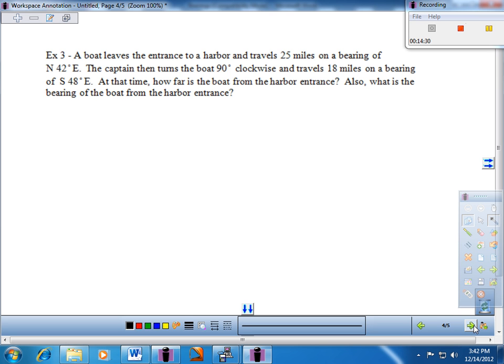A boat leaves the entrance to a harbor and travels 25 miles on a bearing of 42 degrees east of north. The captain then turns the boat 90 degrees clockwise, again, convenient enough, and travels 18 miles on a bearing of 48 degrees east of south. At that time, how far is the boat from the harbor entrance? And also, of course, what is the bearing of the boat from the harbor entrance?